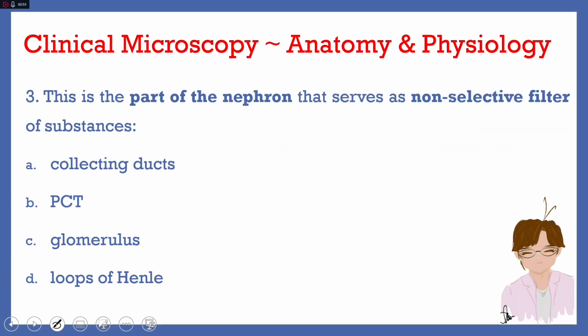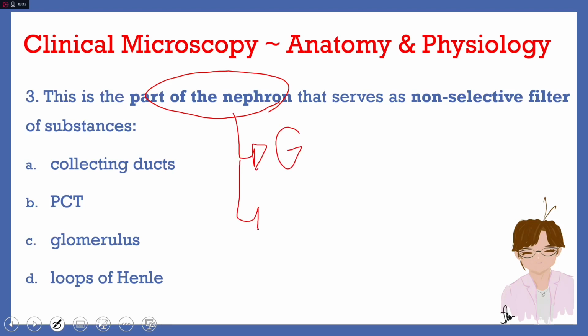Number 3, this is the part of the nephron that serves as non-selective filter of substances. Letter A, collecting ducts. Letter B, proximal convoluted tubule. Letter C, glomerulus. And letter D, loops of Henle. We already mentioned the parts of the nephron, right? And again, you have your glomerulus, and you have your tubules. But the answer on number 3 will be the glomerulus.